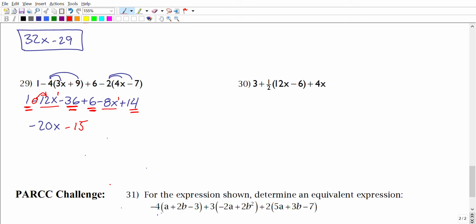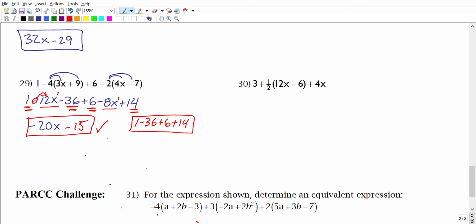Now, you guys can confirm this on your calculator. That's totally fine. Go ahead and type in 1 minus 36 plus 6 plus 14, and you can double check my answer. Make sure I got -15 correctly. Okay. So if you guys have checked that already, then you should see that this is correct. Okay, so we can go ahead and keep moving forward.